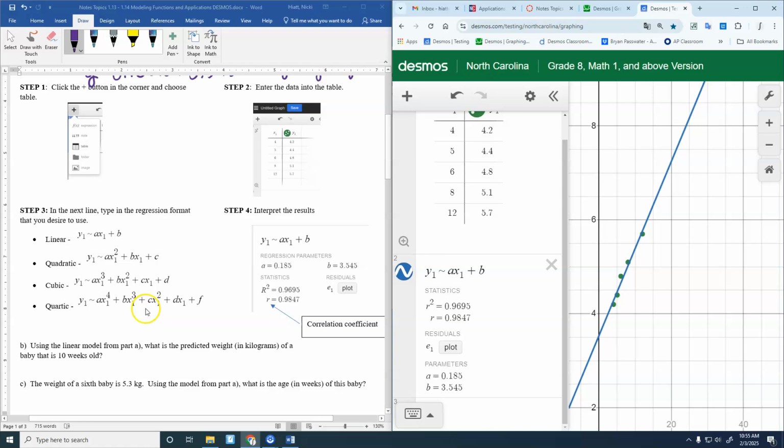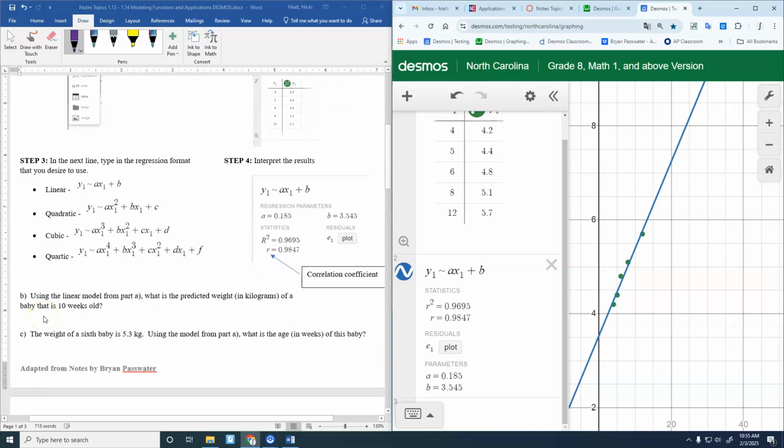All right, so part B asks you to use what you have found to answer questions about the situation. It says, using the linear model from part A, what is the predicted weight in kilograms of a baby that is 10 weeks old? Okay, so it is not asking you to use the table and guess on this. It wants the linear model, which means the line. There's several things they might call it. They might call it line of best fit. They might say linear model. They might say linear regression. Those all mean the same thing.